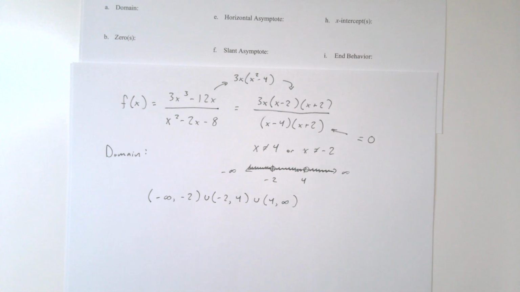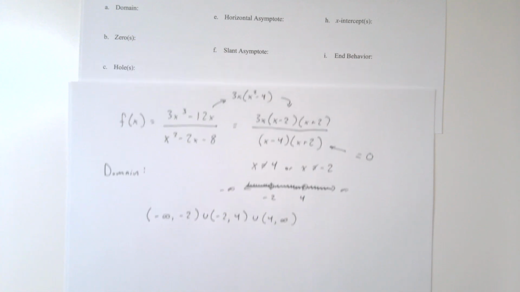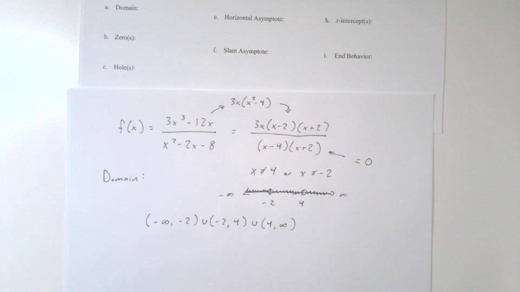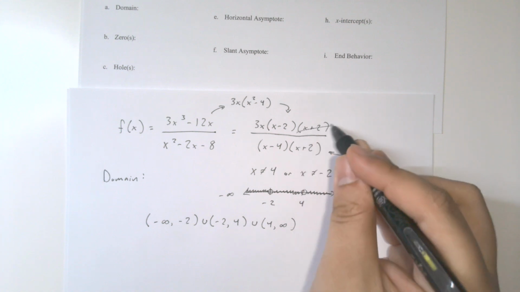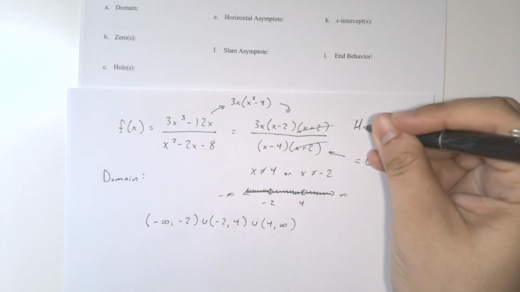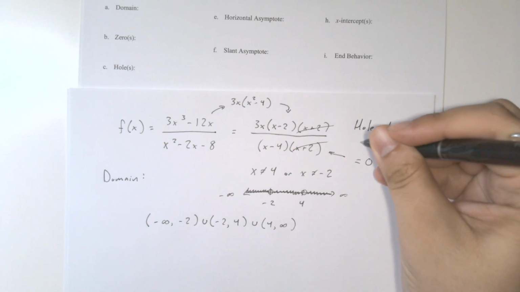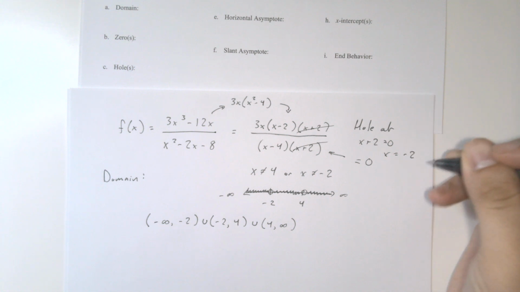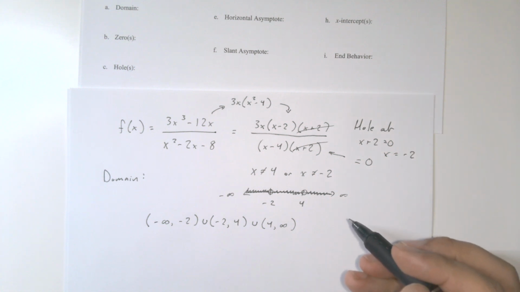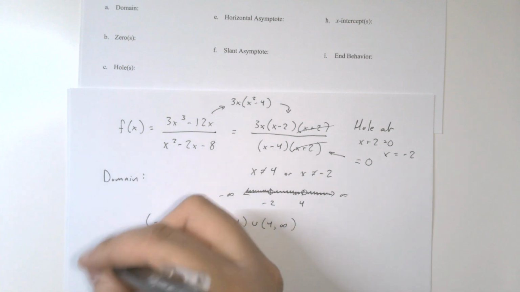The next thing that we want to calculate is our zeros. Well, first, let's calculate our holes. Because we want to remember, if we have a hole in the same spot as a 0, then the hole dominates. So notice that we have common factors of x plus 2. This means that we have a hole at x plus 2 is equal to 0, so x is equal to negative 2.